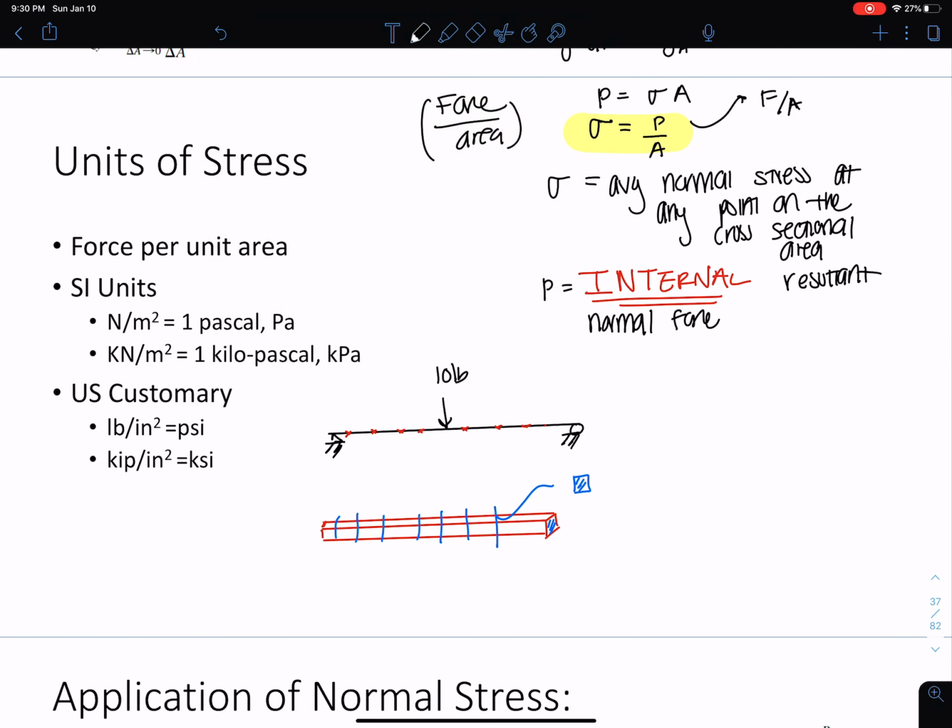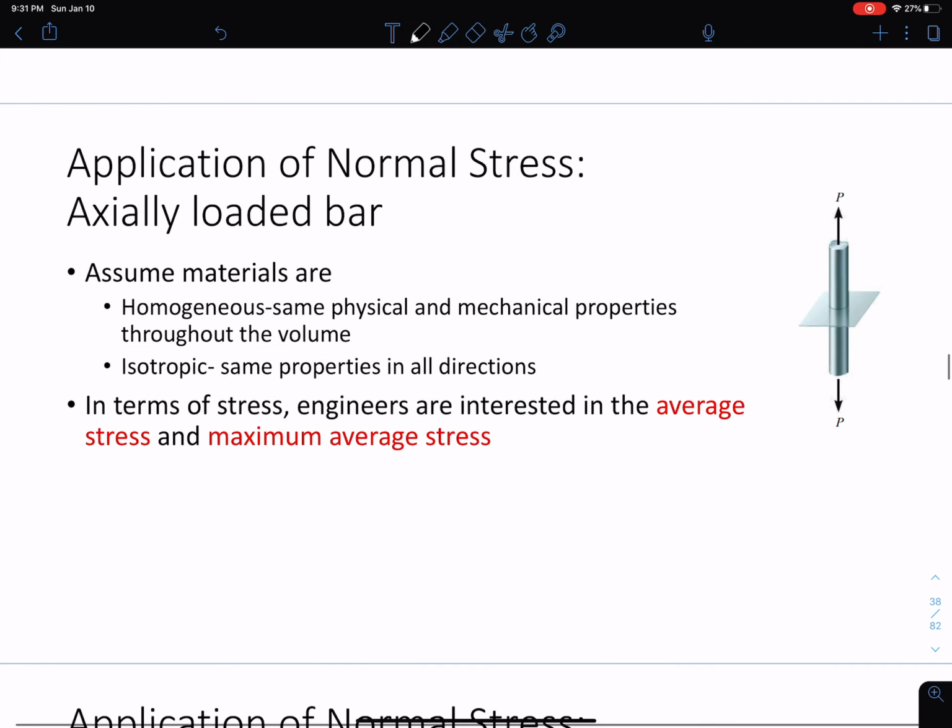Okay, so internal resultant normal force, okay? And A is the cross-sectional area where you want the stress at, right? It's a cross-sectional area at the point where you want to determine stress, okay? Now, it's not the only application of normal stress, but the first application of normal stress that we're going to go over is an axially loaded bar, okay?